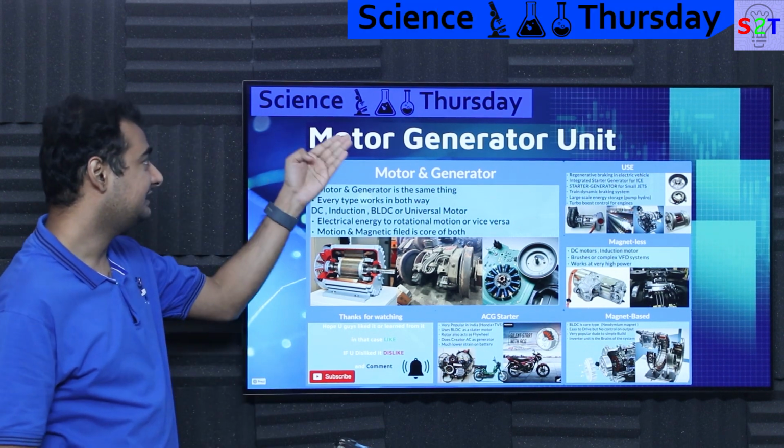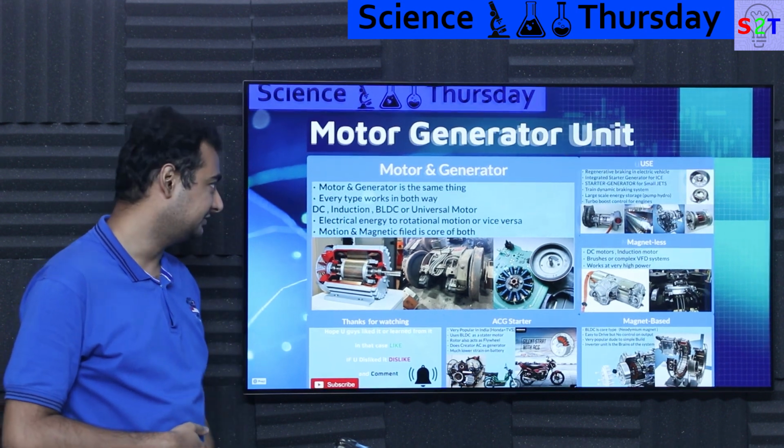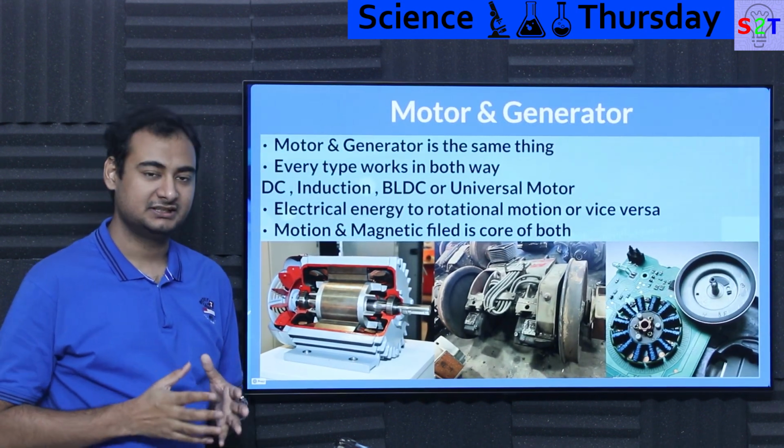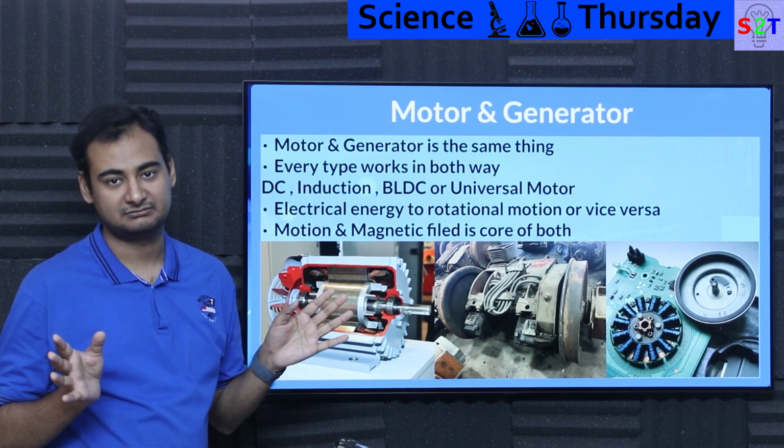In today's show, Science Thursday, we're gonna talk about the motor generator unit, the worst name in history. So let's dive right into it. The reason why I classified it as the worst name in history is because the first time you search motor generator unit, you'll get a lot of free energy BS.